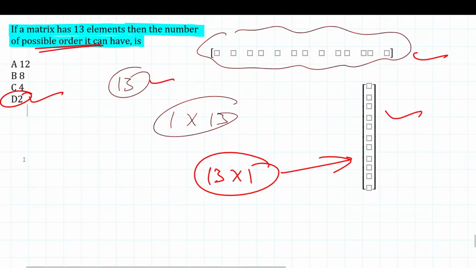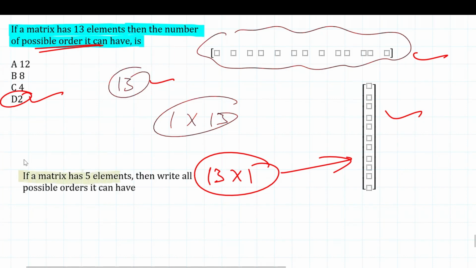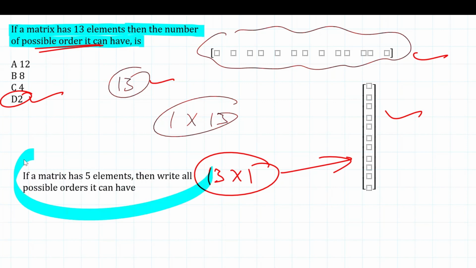Now, similarly, you can do another question like this. If I give you this question: if a matrix has 5 elements, this time we have 5 elements, then we have to write down the possible orders for this. So you can let me know the answer for this question.